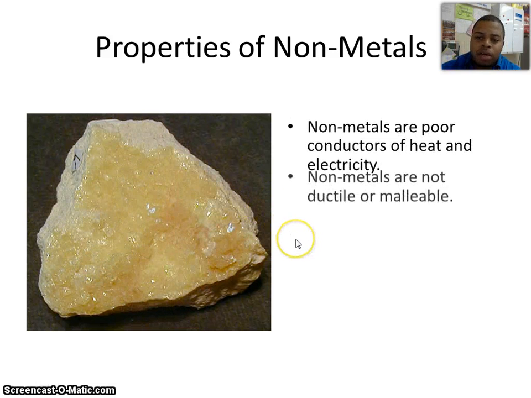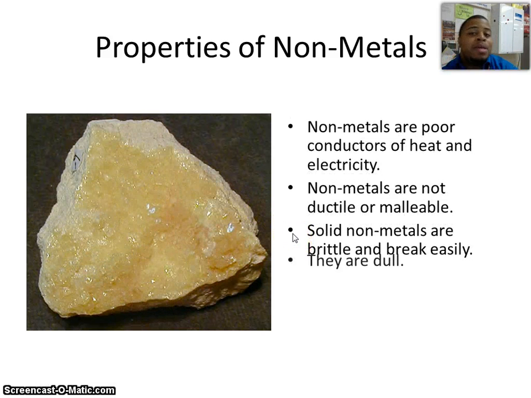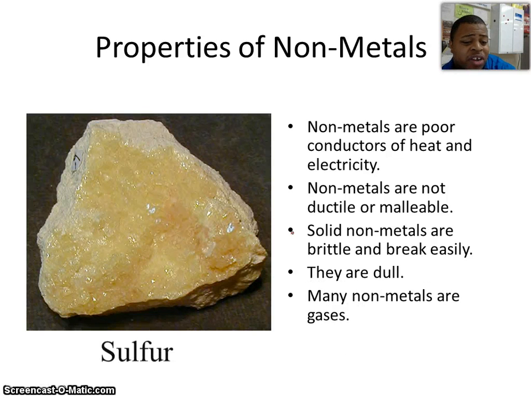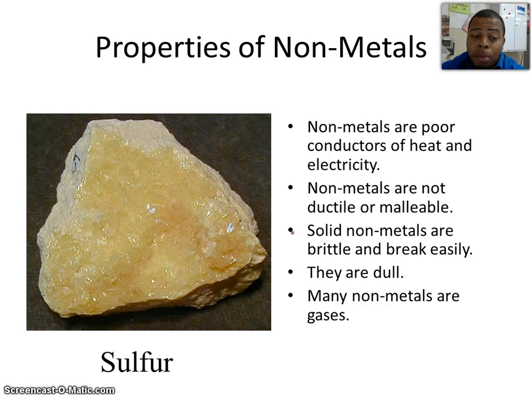If we look at nonmetals on the other side, these are going to be not so good conductors, very poor conductors actually. They're not ductile or malleable. They actually break very easily. They're dull. Most are not shiny at all, and many of the nonmetals are actually going to be gases. Not all of them, but many of them will be gases. So you can see that it'll be a little difficult to run an electrical current or transfer heat through a gas.